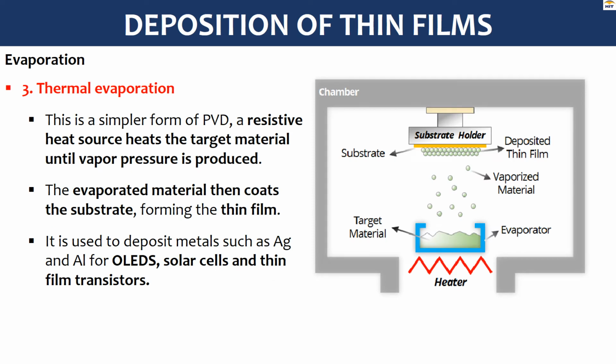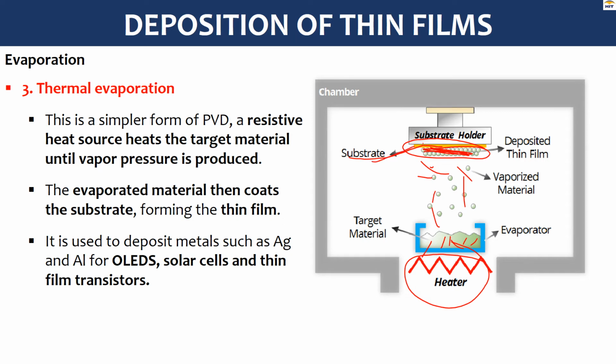Then you've got your thermal evaporation, which is very simple. For thermal evaporation, you've got a heating source, and then you've got your target material here, which is to be heated. When this material is heated, it evaporates, and after it evaporates, it forms a thin film on this substrate material here.